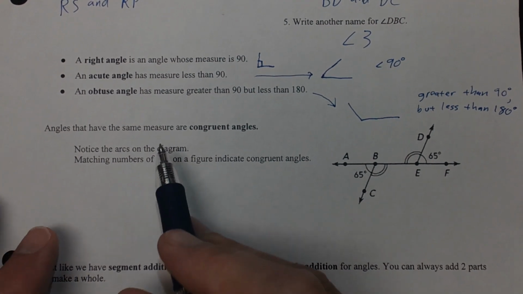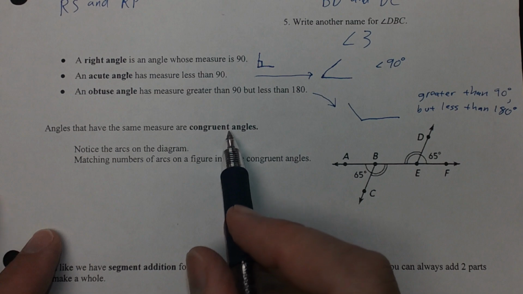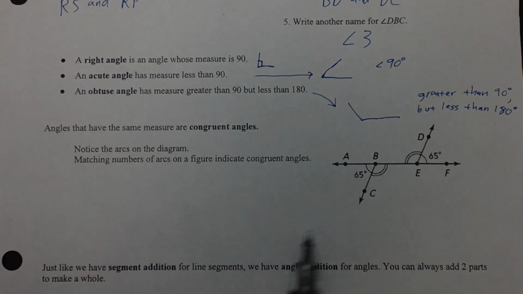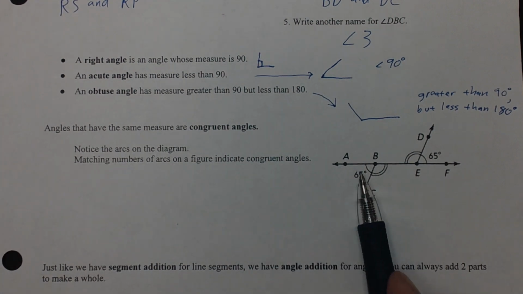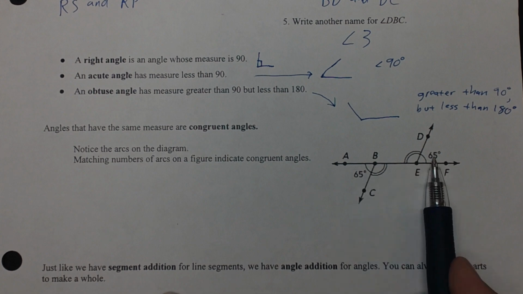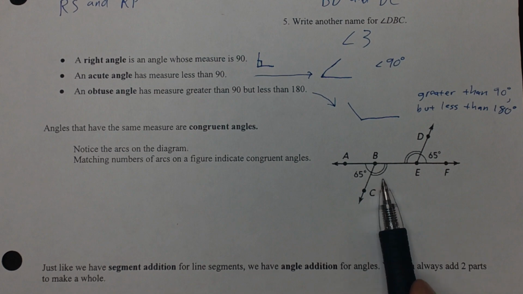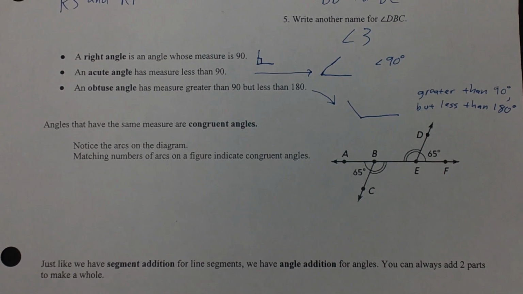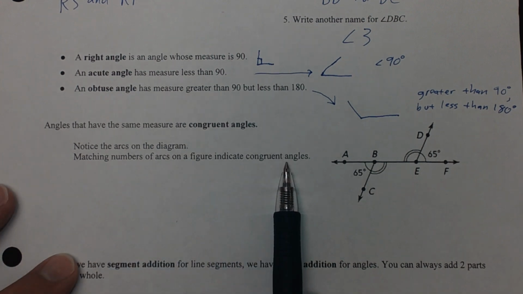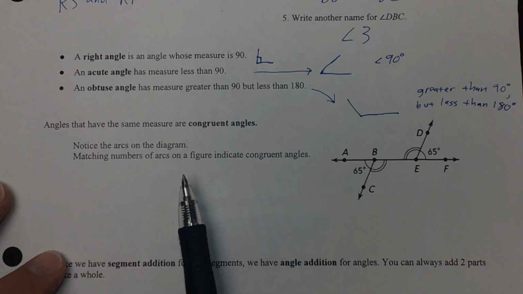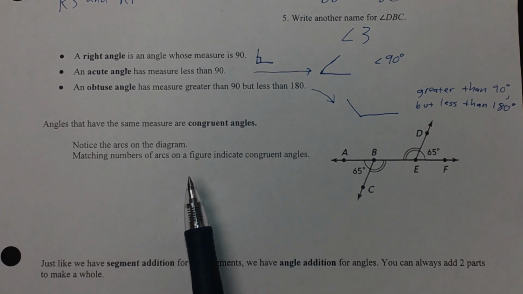Angles that have the exact same measure are called congruent angles. And notice the arcs on this diagram. Two of the angles have a single arc. The 65-degree angles have a single arc. And the other two angles have double arcs. If they have the same number of arcs, then that indicates that they're congruent angles. So, something you should keep in mind.